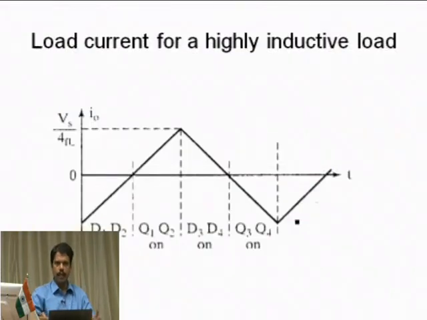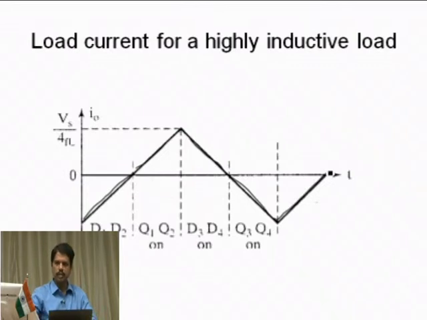So, here also in the full bridge inverter, when the load is inductive, I already told you. When Q1 and Q2 are off, D1 and D2 conduct. When Q1 and Q2 are on, again D3 and D4 conduct, again Q3, Q4. This is how we are getting a continuous waveform when the load current is highly inductive.